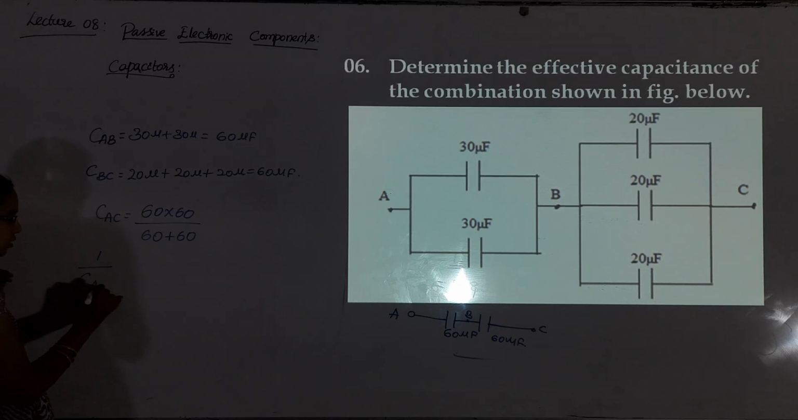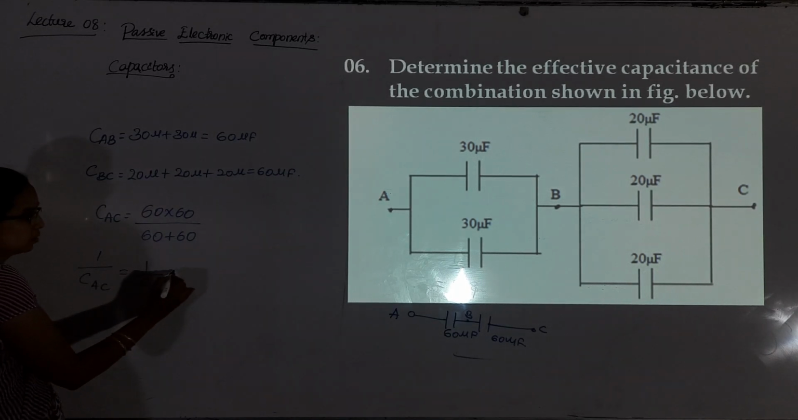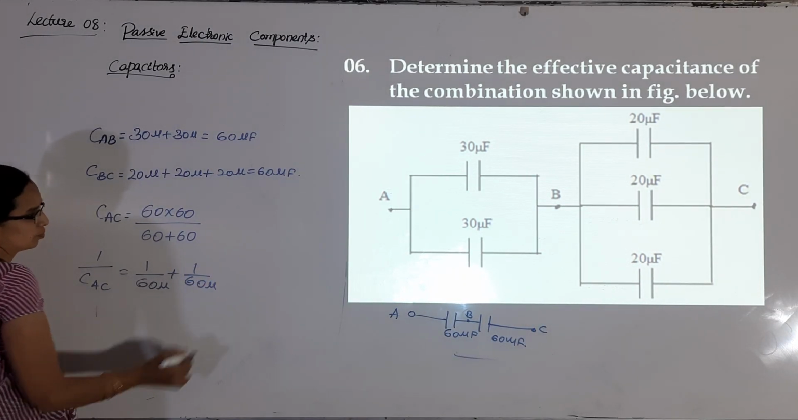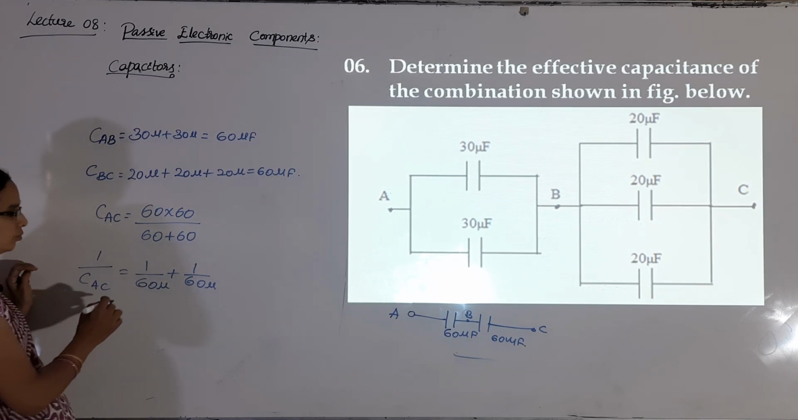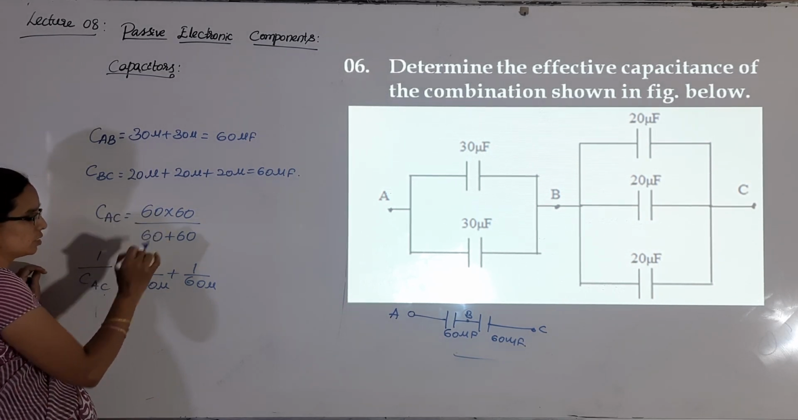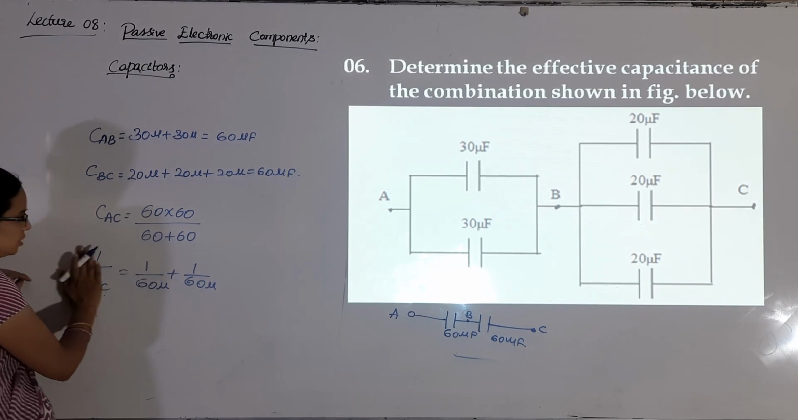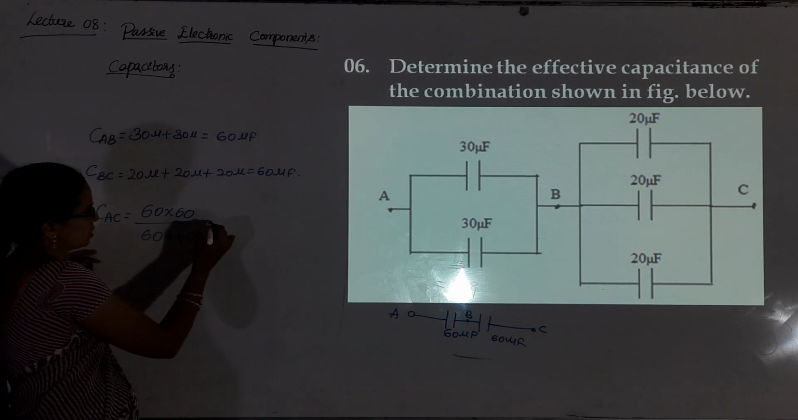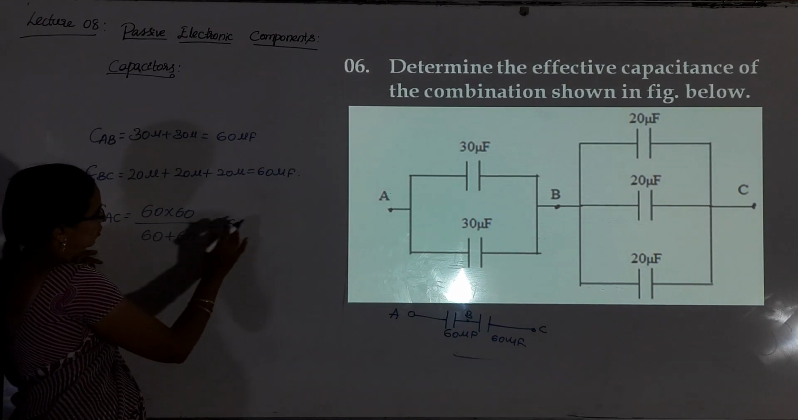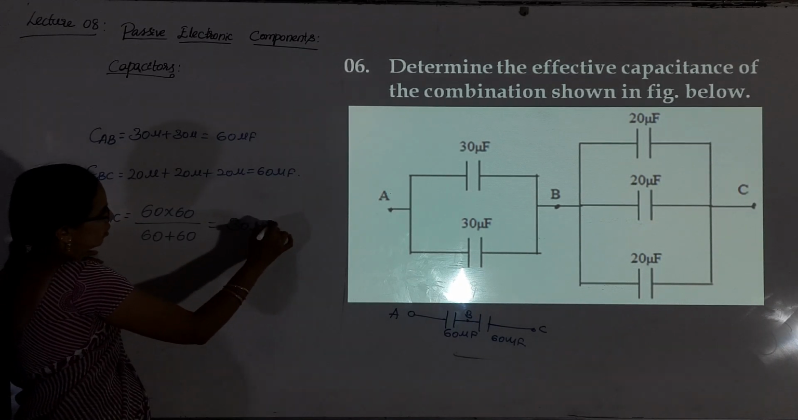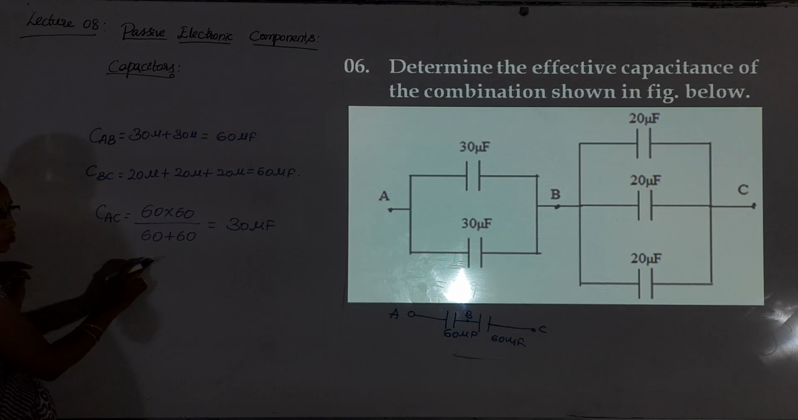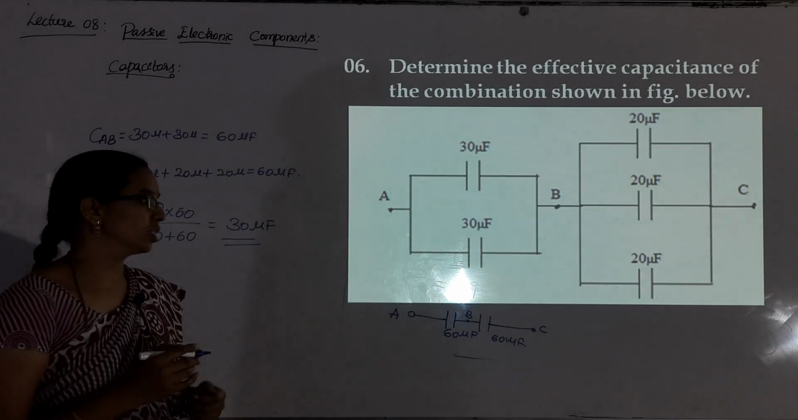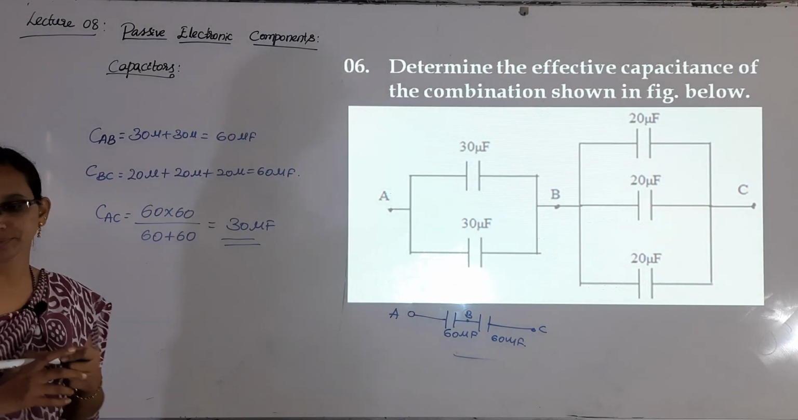1 by CAC is equal to 1 by C1 plus 1 by 60 micro plus 1 by 60 micro, right? So CAC will be 60 into 60 divided by 60 plus 60. 30 microfarad will be the effective value of this series combination. So what will be the final answer? Effective capacitance of this combination will be 30 microfarad.